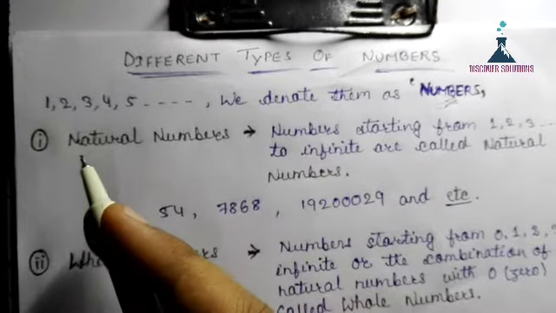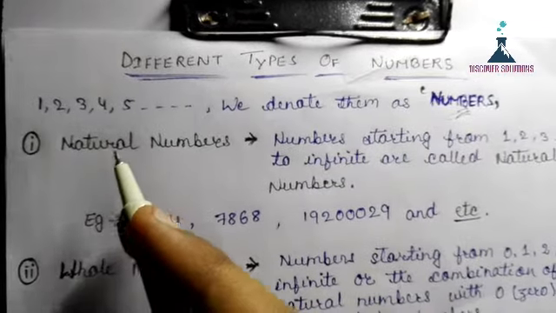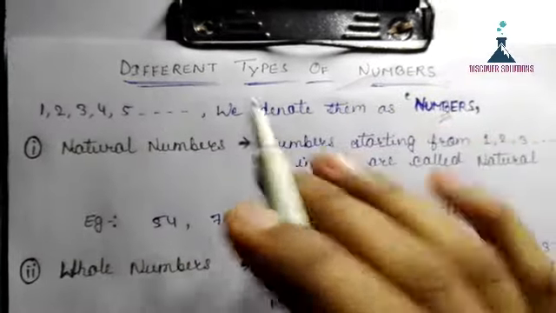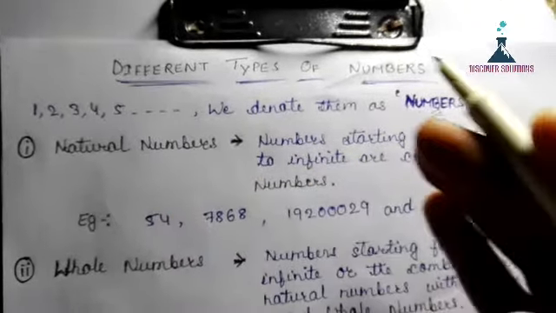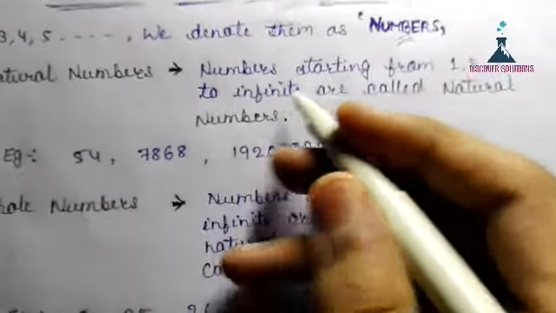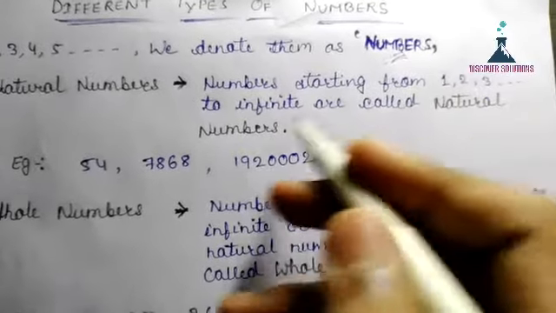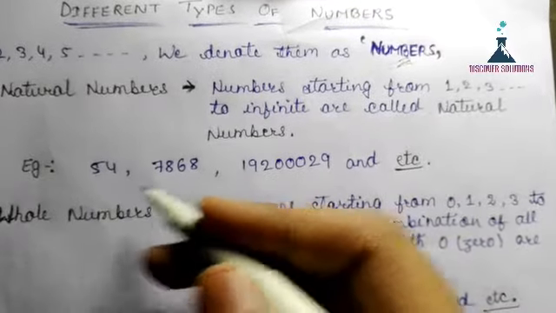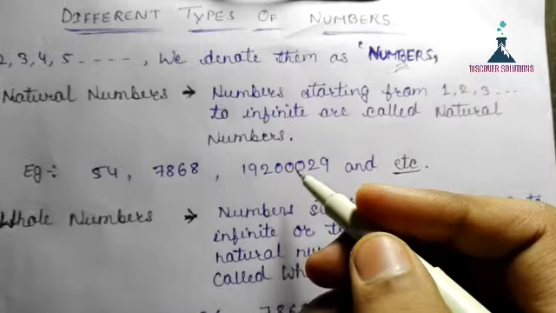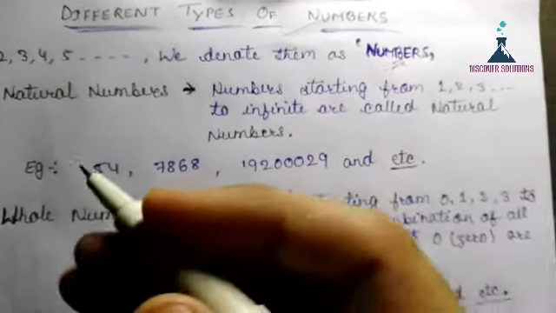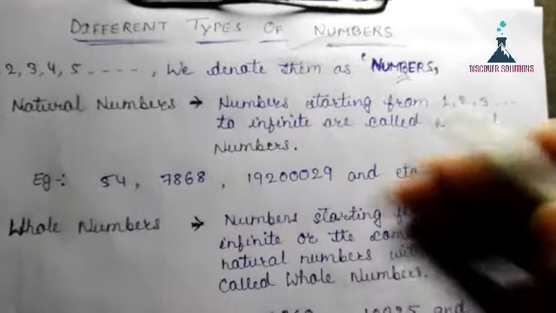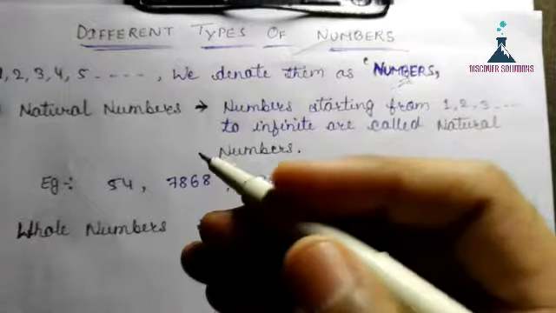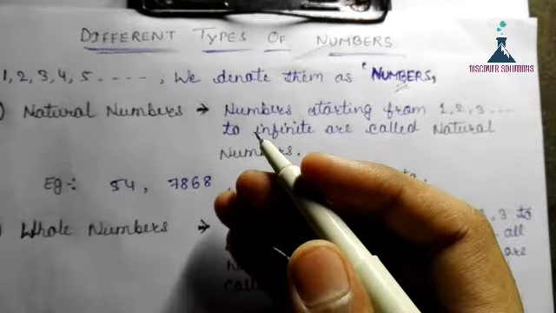Now friends, the first one I'm going to talk about is the natural numbers. What are natural numbers? Natural numbers are those numbers which start from 1, 2, 3 and so on to infinity. As you can see in the definition, numbers starting from 1 to infinity are called natural numbers, friends. And you can see the examples as well: 54, 7868, 1920029 and so on. So friends, the numbers which start from 1 and go to infinity come under natural numbers. And friends, in this category, no negative number or zero comes.